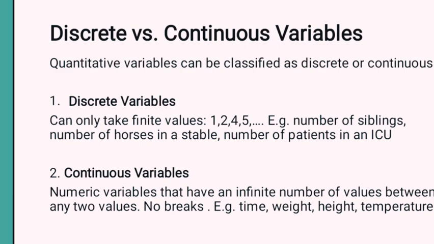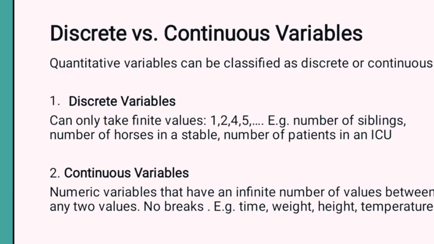Taking height as an example, someone can have a height of 5.6, a height of 6.2. So unlike discrete variables, continuous variables can take decimal points. It can be 4.2, 5.8.